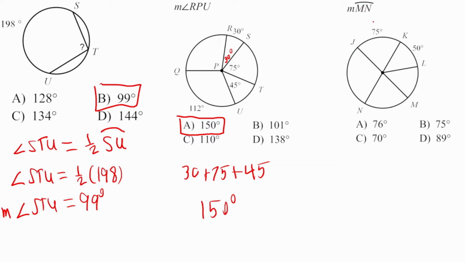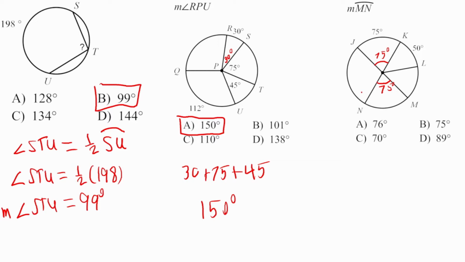Next up, they want to know the measure of arc MN. Where's MN? MN is right here. And we need to think about how we can figure this out. We don't know any of these angles here, but we do know a couple things. We could tell that this angle and this angle look like they're vertical angles, which means these two angles are equal. This angle we know is 75 because the arc is 75. This is a central angle, which means that this angle would be 75 degrees, which means our arc would be 75.